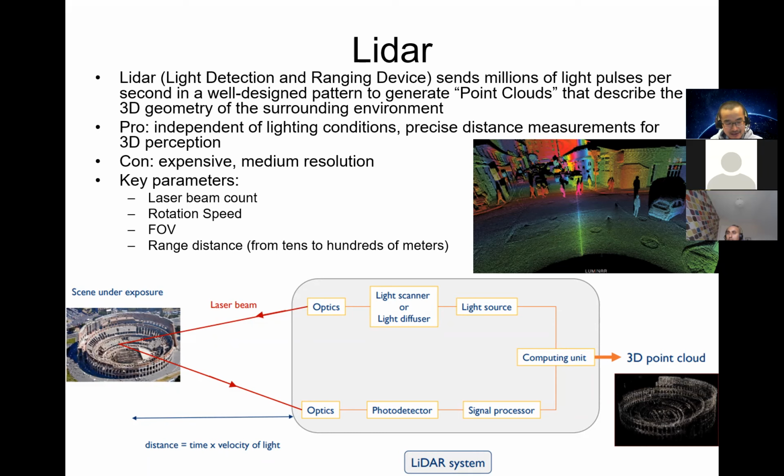Depending on the LiDAR's specification, the key parameters are laser beam count, rotation speed, if you have a rotating LiDAR, field of view, and range distance. You can have tens to hundreds of meters.